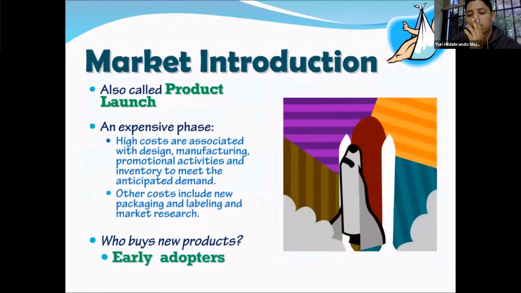Now, this is a very expensive phase. Why? Because there's all sorts of high costs associated with the design, the manufacturing, the promotion, right? The manufacturing to make up a lot of inventory so that you can sell it for this anticipated demand. So all these costs really play a huge role here. Other costs also include that you have to come up with new packaging and new labeling and marketing research, right? Think about those product development stages. All of those are a part of this cost of introducing the product to the market.